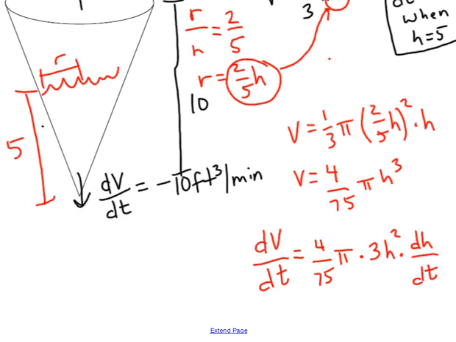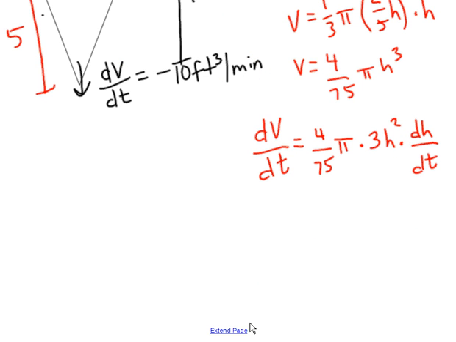Okay, at this point, we can plug in what we know. We know dV/dt was -10. And if I clean this up again, 4/75 times 3, that's going to be 4/25. And then h, we said they wanted it at the time that h was 5 feet deep. And then we're looking for dh/dt. So we have everything except for dh/dt.